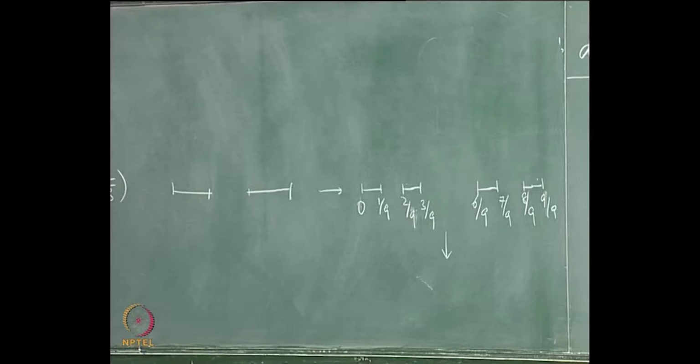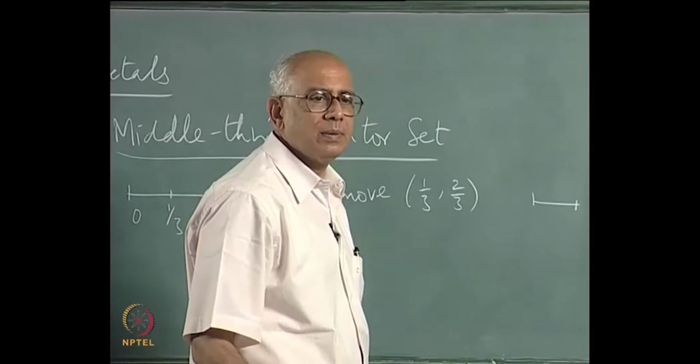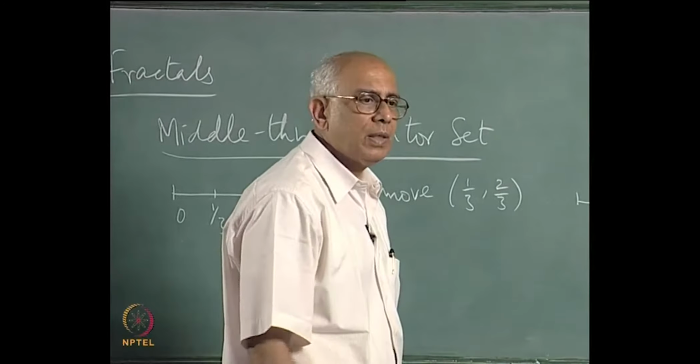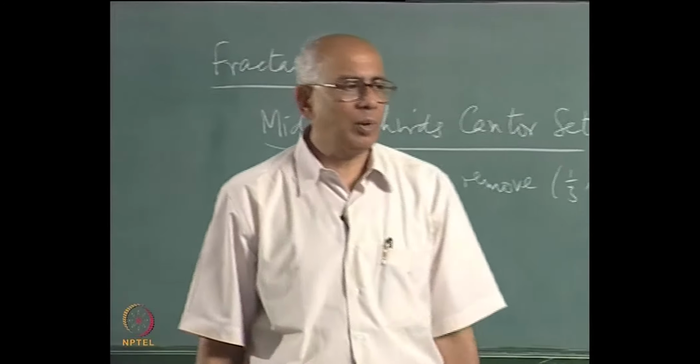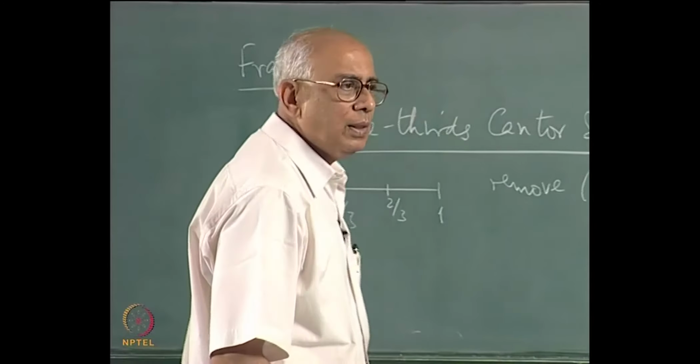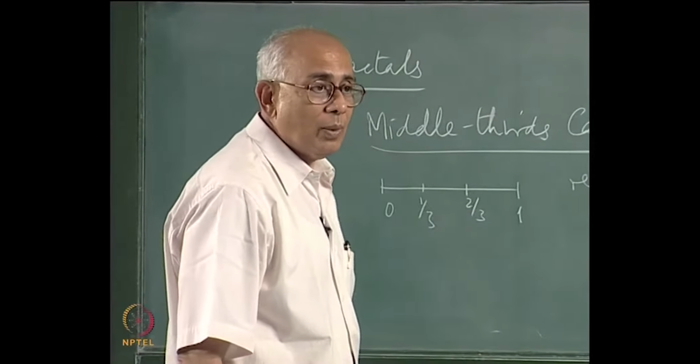What am I left with finally? I am left with a set of points. I am just left with a set of points. Now what is the total length of this set of points that I am left with? 0. The length is 0. How do I assert that?